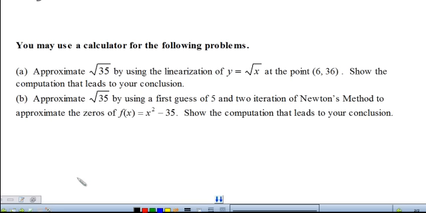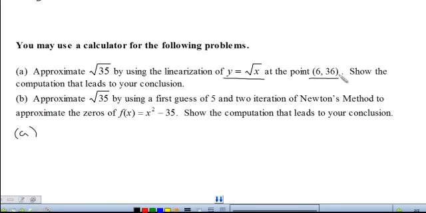The next question says, we're going to approximate the square root of 35 two ways. First, we're going to use linearization, and then we're going to use Newton's method. So let's start with A. We're going to use linearization. So they tell us we're going to use the linearization of y equals the square root of x at the point 36, 6.